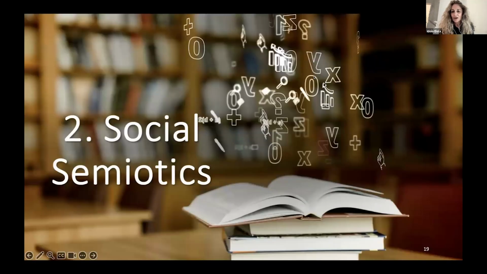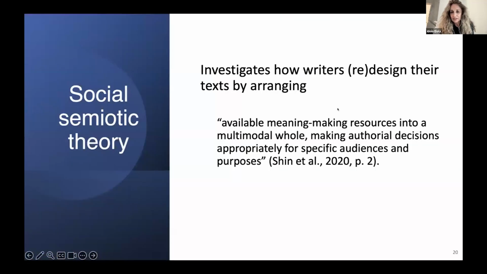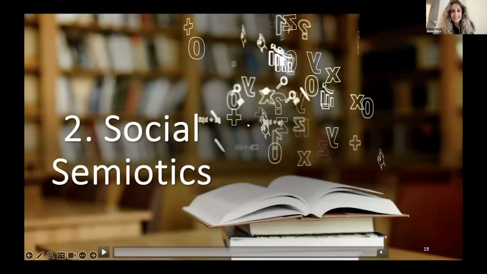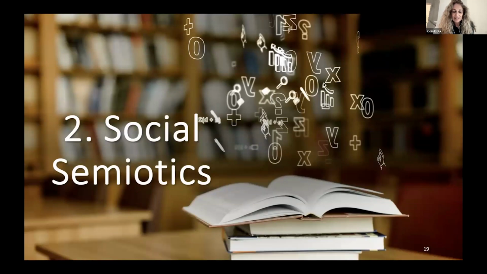All right, so now we're coming to the second framework. We're going to talk a little bit more about social semiotics. And social semiotics is going to help us again to inform our feedback decisions with multimodal texts.